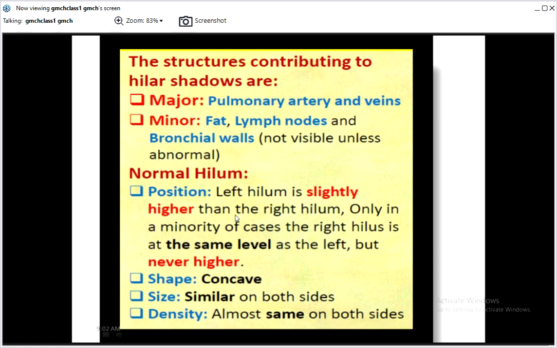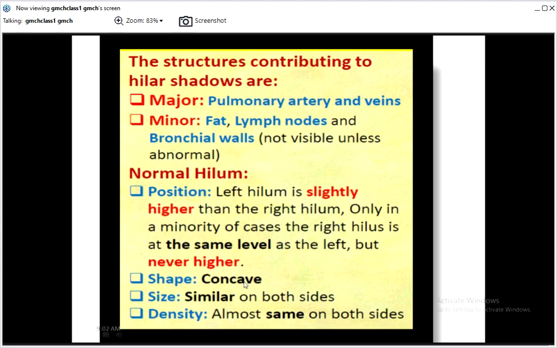So, what is the position of the normal hilum? The left hilum is slightly higher than the right hilum. This is opposite to what we discussed about the dome of the diaphragm, where the right one is higher. Only in a minority of cases is the right hilum at the same level. In most cases, the left is slightly higher.